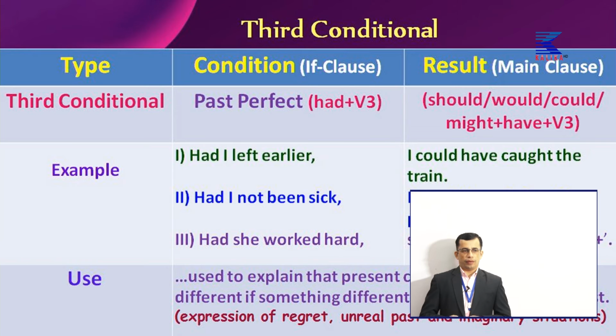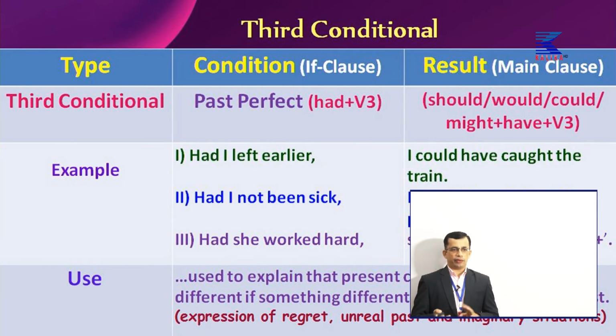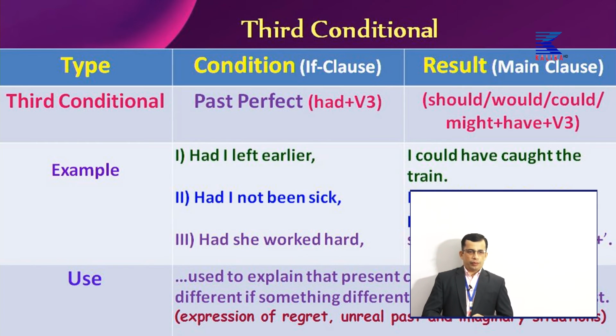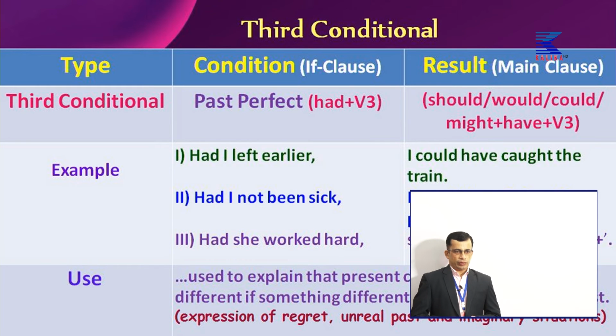You can see some examples on your screen. Had I left earlier. Had I left earlier means if I had left earlier, if is hidden there. This way also it is written, even it can be written as if I had left earlier or had I left earlier, okay, the meaning is same. Had I left earlier, I ___ the train.